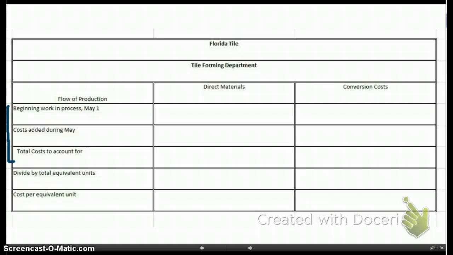Next, we need to take a look at our beginning working process on May 1st. We need to take a look at your data table that they gave you and figure out how much of your beginning working process cost related to direct materials and how much related to conversion cost. If you look at that information, they've told you that beginning working process is $800 in direct materials and $4,000 in conversion costs. So you just put those amounts in the corresponding columns.